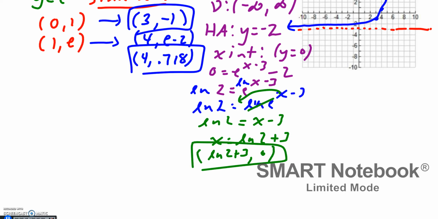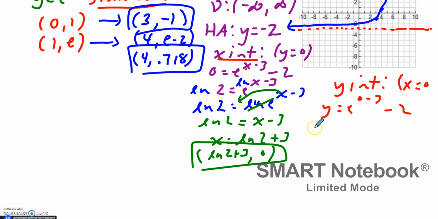If I would like to find my y-intercept, that means that x equals 0 in the original equation. So you'd have y equals e to the 0 minus 3 power, minus 2. So y would be equal to e to the -3rd minus 2. And again, you could flip this to 1 over e to the 3rd, or you could leave it like this. I'll flip it this time. So our y-intercept would be (0, 1 over e to the 3rd minus 2).